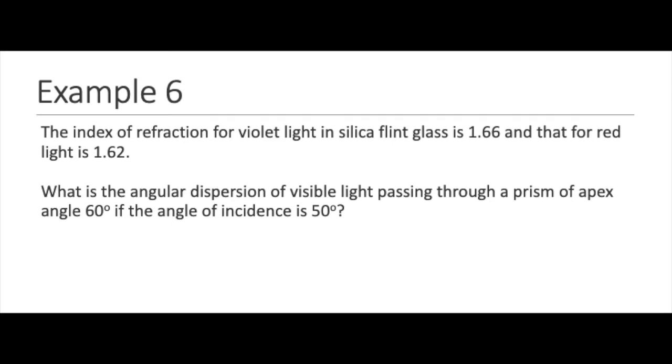Example 6: the index of refraction for violet light in silica flint glass is 1.66, and that for red light is 1.62. What is the angular dispersion of visible light passing through a prism of apex angle 60 degrees if the angle of incidence is 50 degrees?